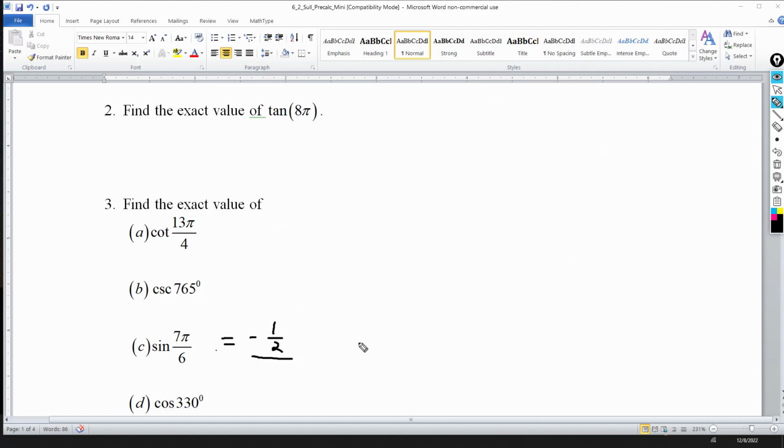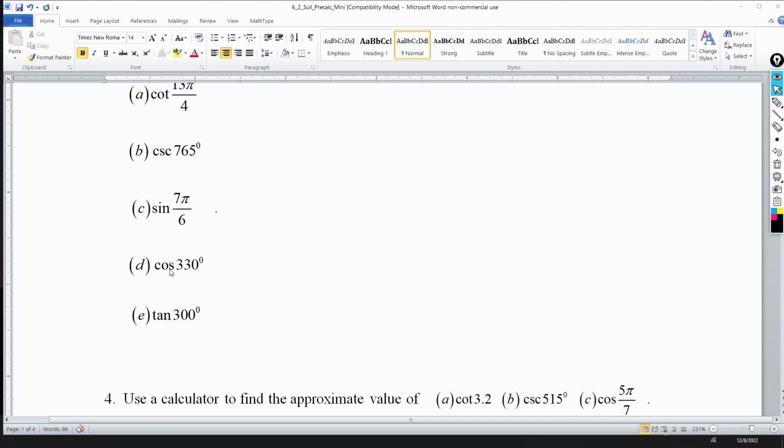And again, I'll remind you, if you're just given the option to evaluate these without using a calculator, you can do this by using reference angles, using your 30-60 triangle and so forth. But we're using the unit circle here.